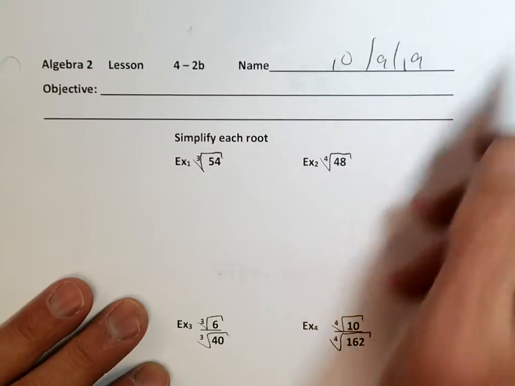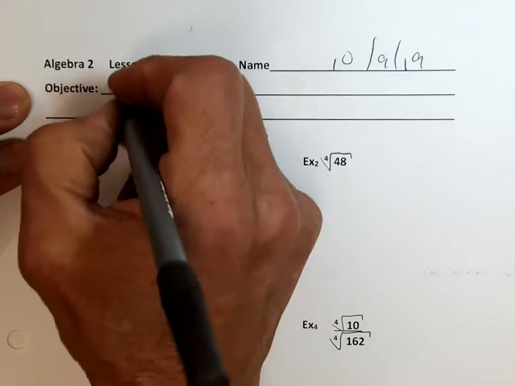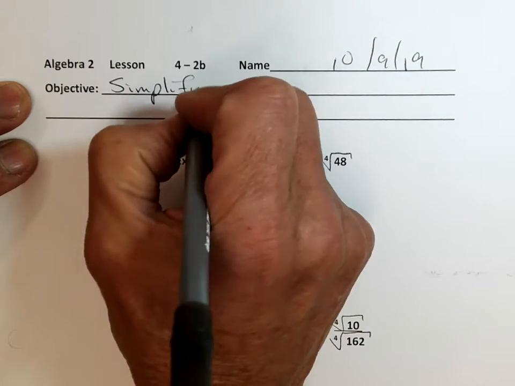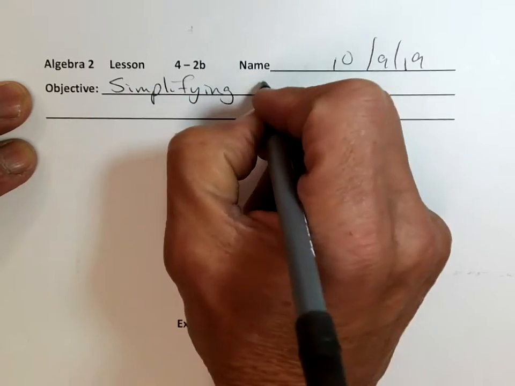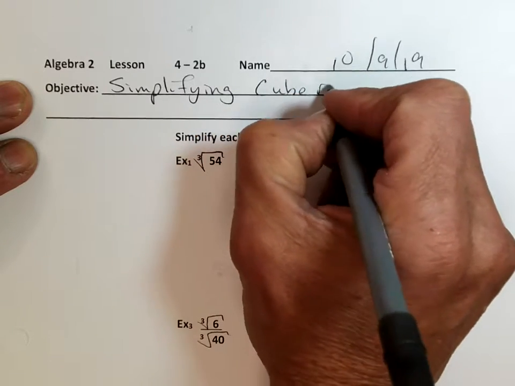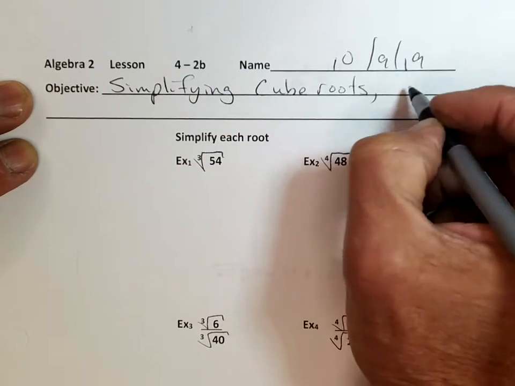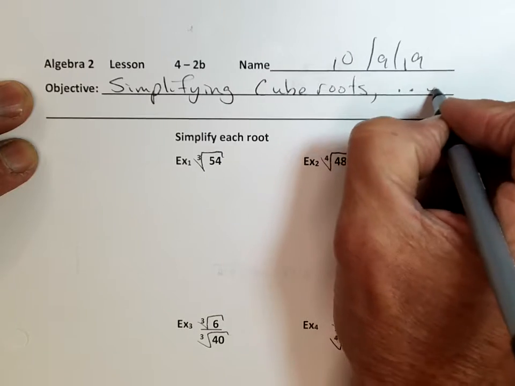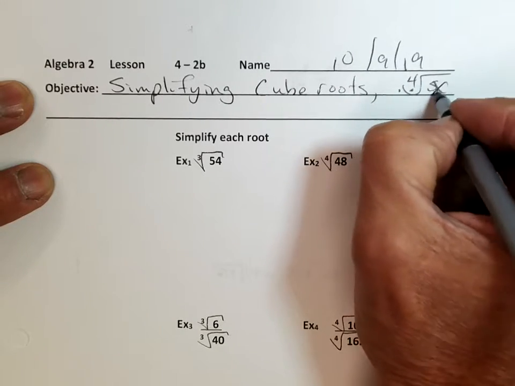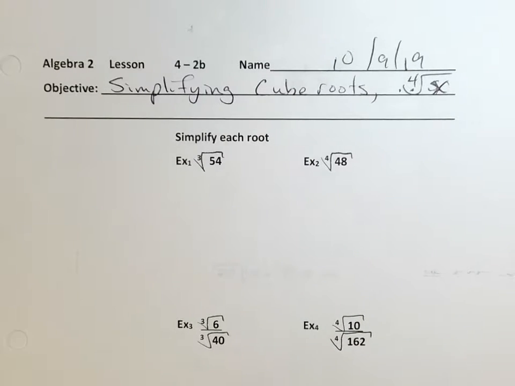19. Okay, so we're talking about simplifying cube roots, fourth roots, fifth roots, the whole bit. So before I even start, let's write down some numbers, okay?